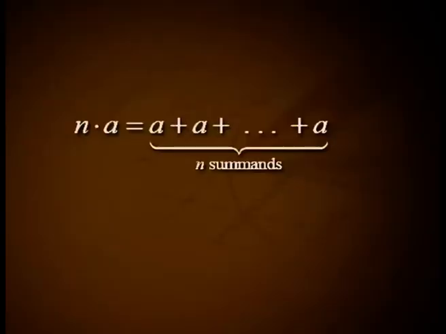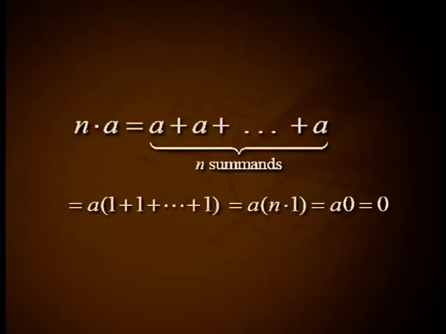Proof: let R be a ring with unity 1. By the definition, if R has characteristic n greater than 0, then n·a = 0 for every a belonging to R. So, in particular, n·1 = 0. Conversely, suppose that n is the smallest positive integer such that n·1 = 0. Then for any a belonging to R we have n·a = a + ... + a (n summands), which is equal to a·(1 + ... + 1) = a·(n·1) = a·0 = 0. Hence, the theorem is proved.